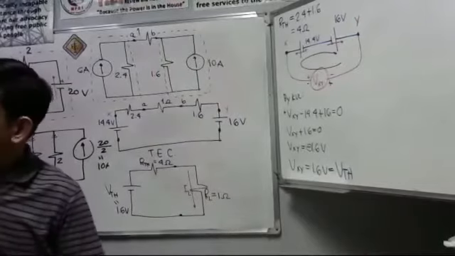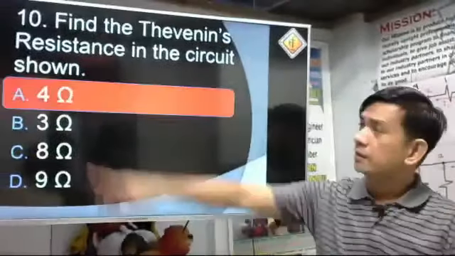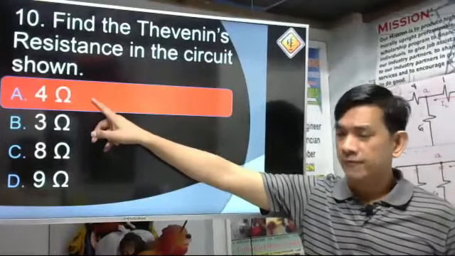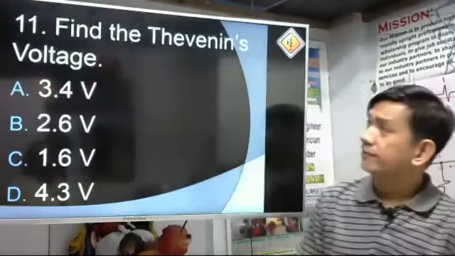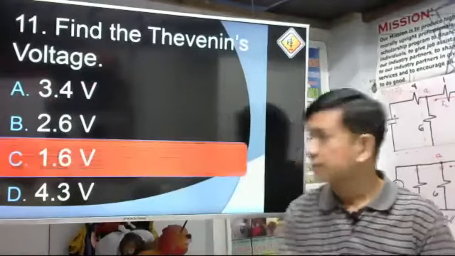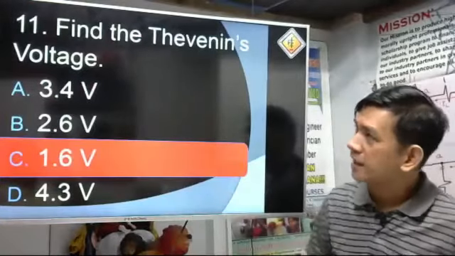So let us go now. For number 10, our answer is 4 ohms. So the answer would be, okay, that's correct, the 4 ohm resistor. Then for number 11, we have 1.6 volts. The answer would be letter C. So, tama tayo mga kawerpa.